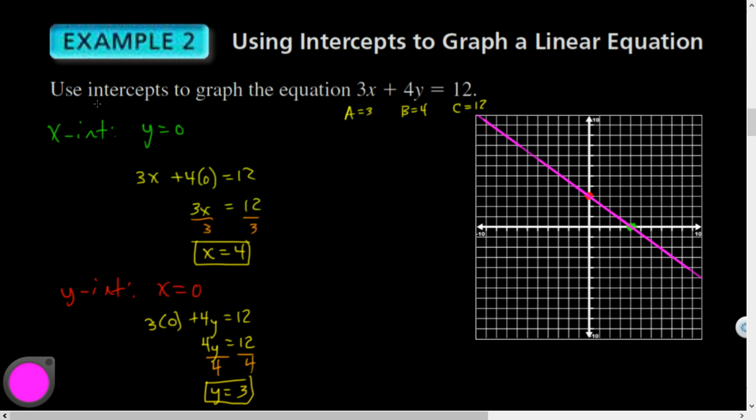Well, to get the x-intercept, you plug in 0 for y. To find the y-intercept, you plug in 0 for x. Once again, notice how opposite that is. Super opposite of what I would have expected. But that's okay, that's perfectly fine.